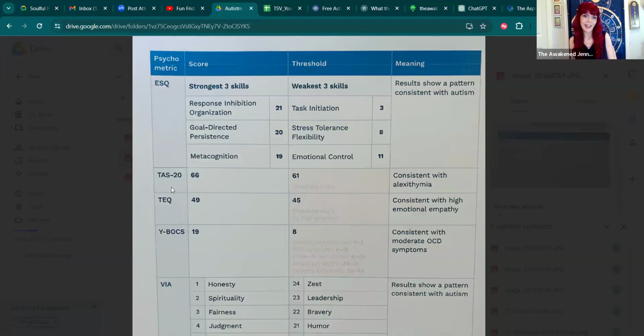Let's see, TAS-20 is the alexithymia test. And so the threshold is 61. I scored 66, so I do have the alexithymia. Alexithymia is, let's see if I can get something that explains it.